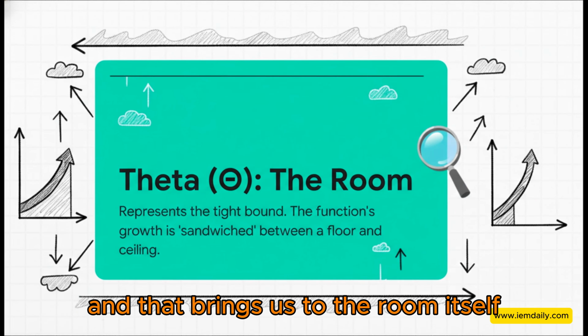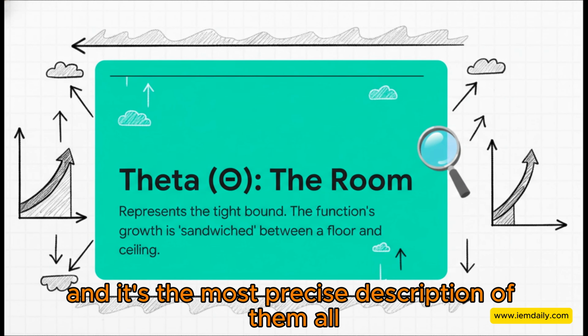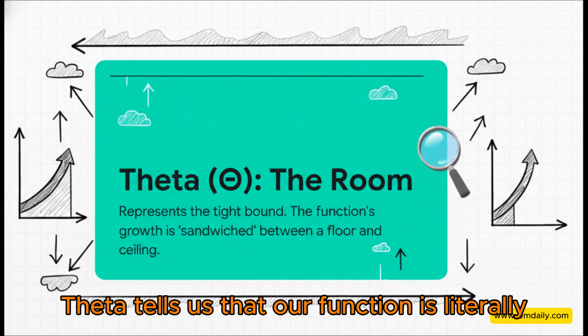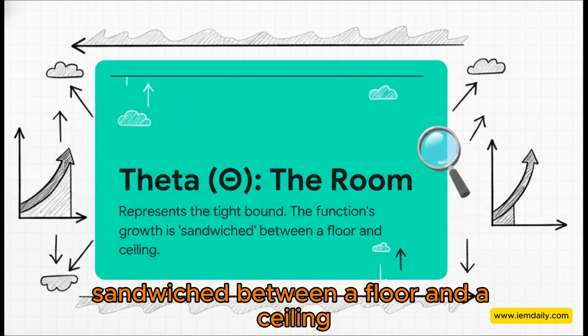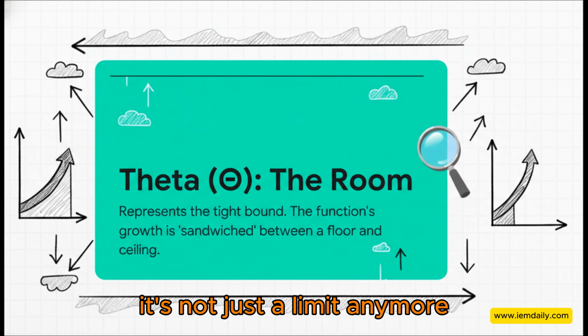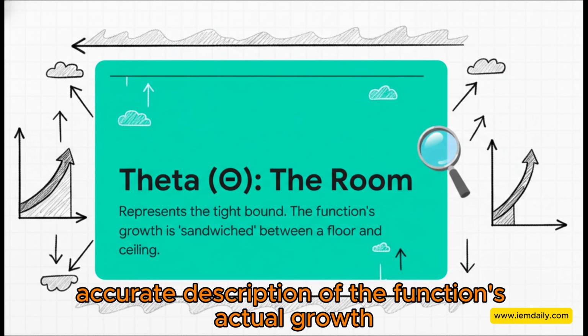And that brings us to the room itself. This is theta notation, and it's the most precise description of them all. Theta tells us that our function is literally sandwiched between a floor and a ceiling that are growing at the same rate. It's not just a limit anymore. It's a tight, accurate description of the function's actual growth.